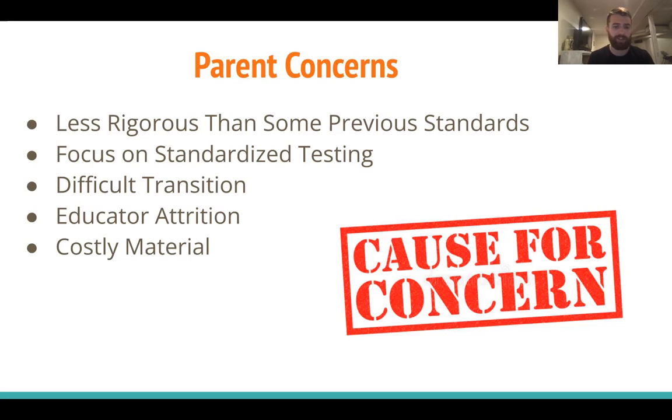Next one, a difficult transition for the students. Yeah, it can be. There are a lot of things happening when we implement the Iowa Core. Curriculum changes, and the teachers have to change the way they teach. The students have to change the way they learn. We understand that's a big change. Then educator attrition, and the last one, costly material. Whether it's technology, new curriculum, or new textbooks, we get it. Those things are expensive, but we do think that these things will pay for themselves in the long run.